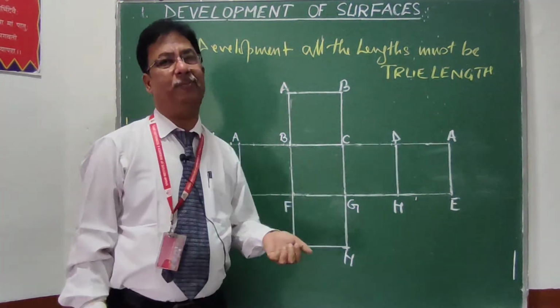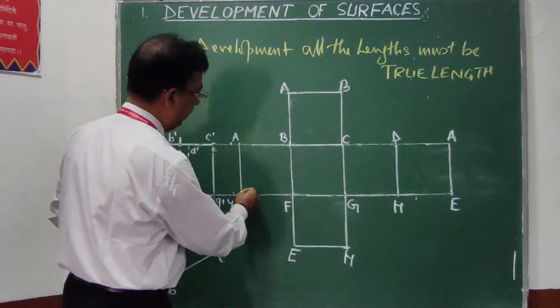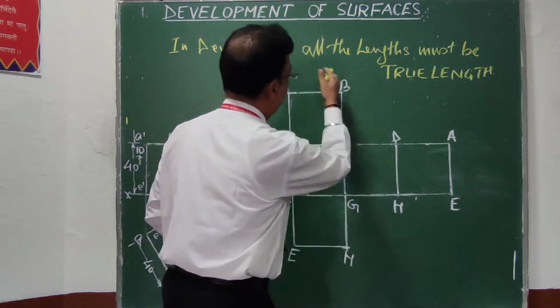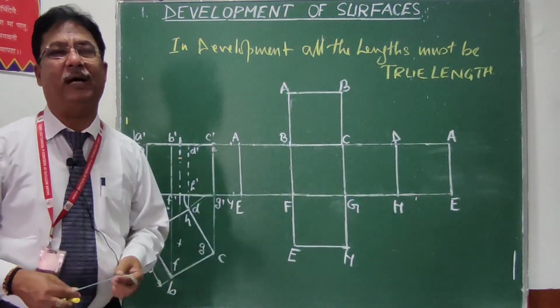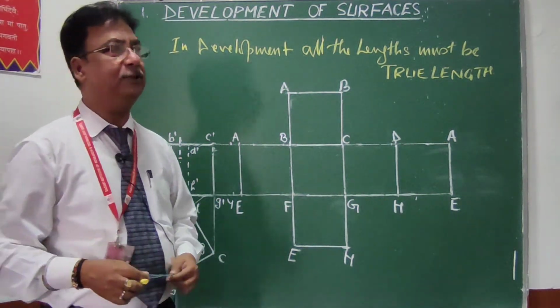Capital AB will be the length, which must be a true length. So this is 40, 40, 40, 40, so total 160 length and 40. So actually we got 6 squares of 40 mm side. Now suppose I extend this problem.